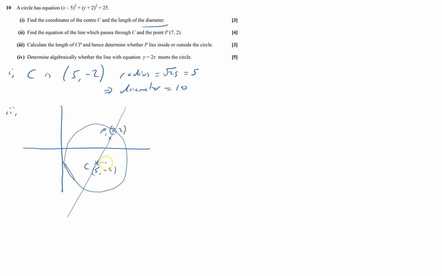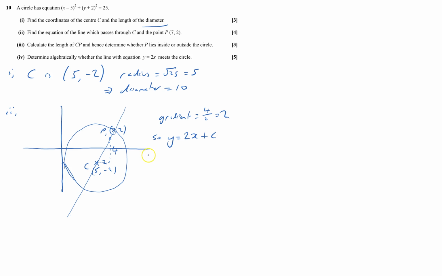Well, I want to find the gradient of that. How far up does it go? It goes up from -2 to 2, so it goes up by 4. And it goes from 5 to 7, so it goes across by 2. So I'll know immediately that the gradient equals the change in y, which is 4, over the change in x, which is 2. So the gradient is 2. So y equals 2x plus c.